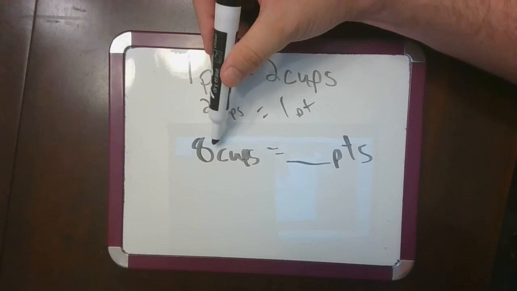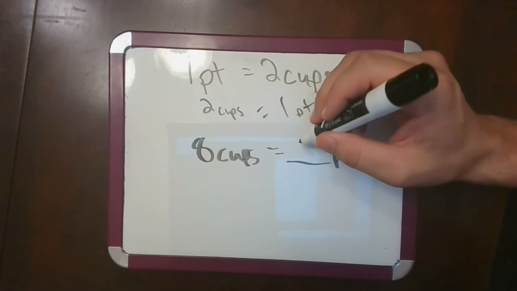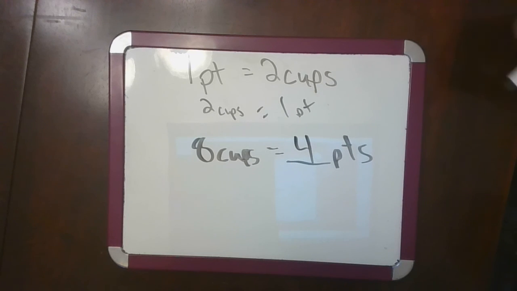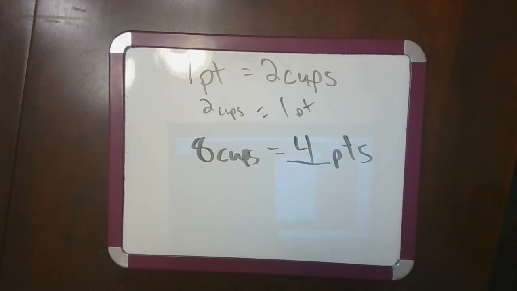I'd do the same thing here. Cups to pints, 8 divided by 2 would be 4 pints. Okay, so just writing it down in the same order that you're working on can be very helpful for you. So it's definitely a strategy I would highly recommend.